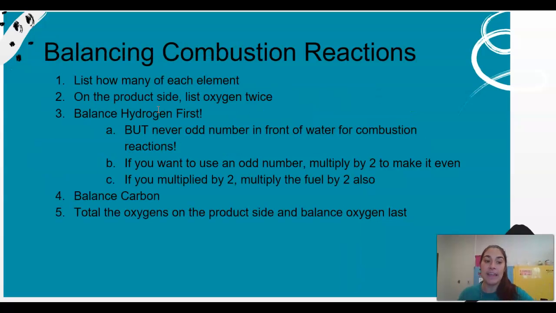So if you want to use something like a 3 or a 5 or a 7 in front of water, just go ahead and double that coefficient and double your fuel, because then you're good to go and you'll have even numbers, okay? So after you balance your hydrogen, then you balance carbon, and then you're going to look at your oxygens in carbon dioxide, total that up, and balance oxygen after that.